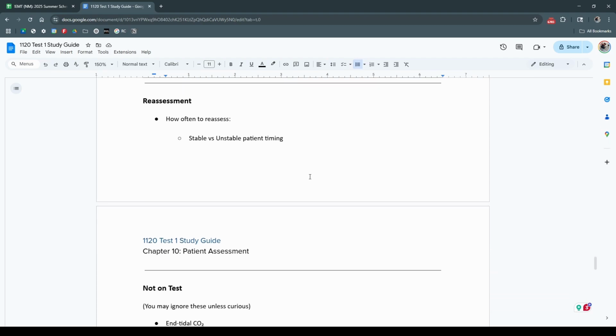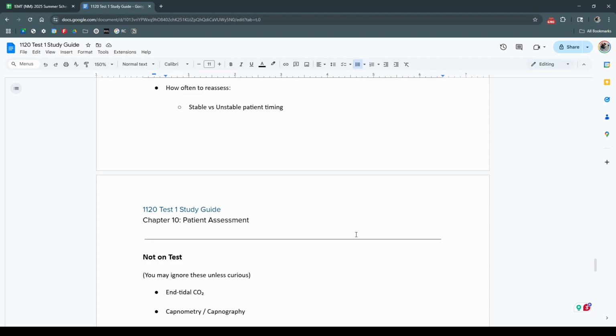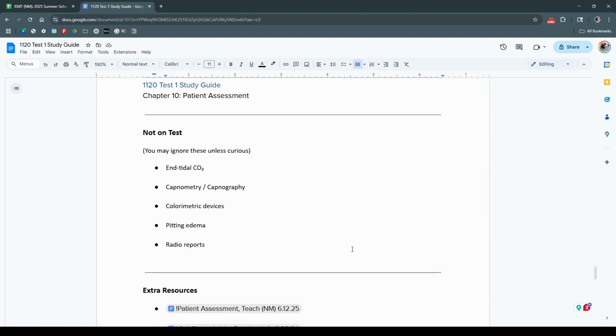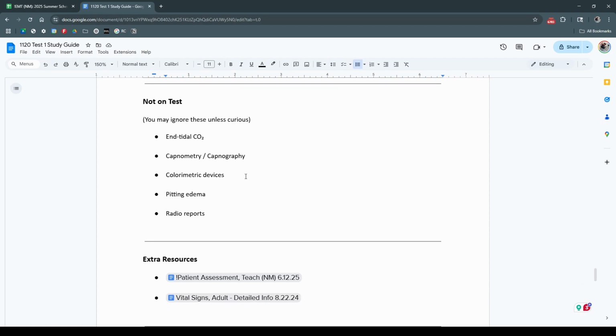Make sure that you know that stable patients, what defines their stability and instability, and how often we reassess those vital signs. It's not wise to do it every chance you can. You certainly need to do it at least twice for all patients, but the timing of that might change based on your patient's presentation. So to close here, I just want to reference a few things.